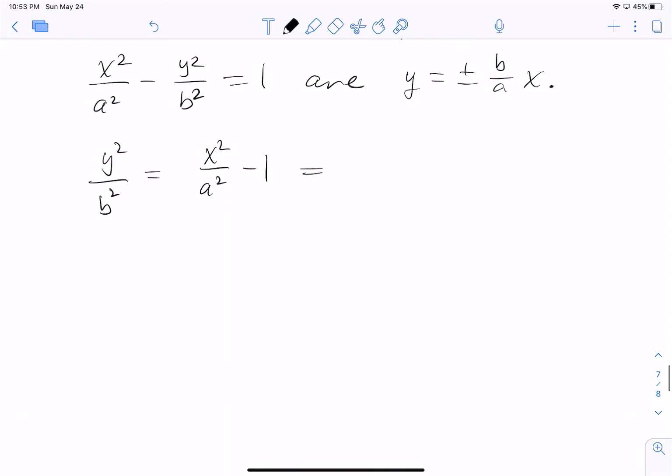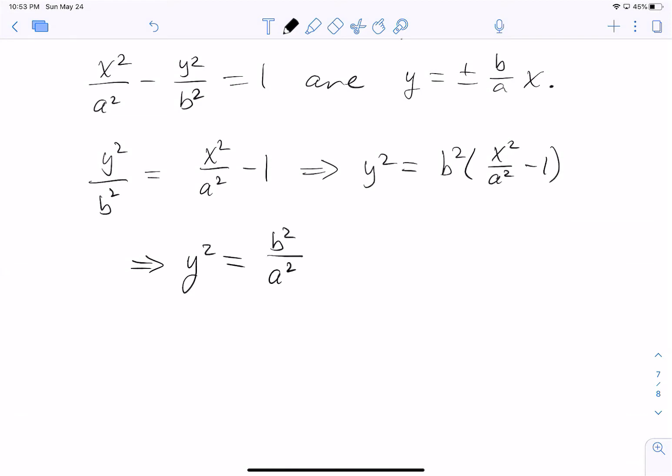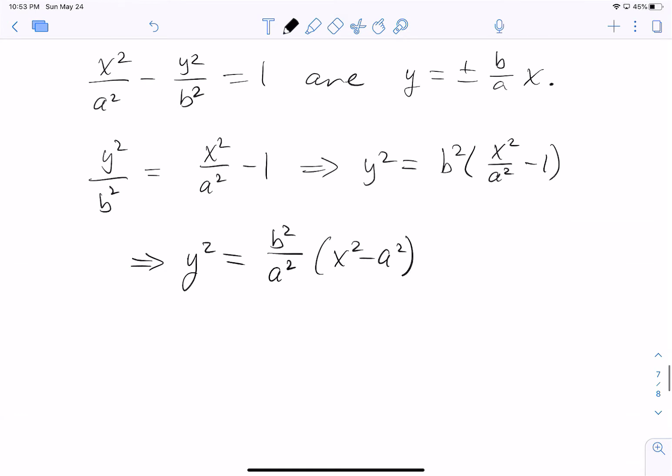And so y squared is equal to b squared times the quantity of x squared over a squared minus 1. Pulling out a denominator factor of a squared, we get b squared over a squared times x squared minus a squared is equal to y squared. Finally, square rooting both sides gives us y equals plus or minus b over a times the square root of x squared minus a squared. For our purposes right now, we will use the positive version of that.